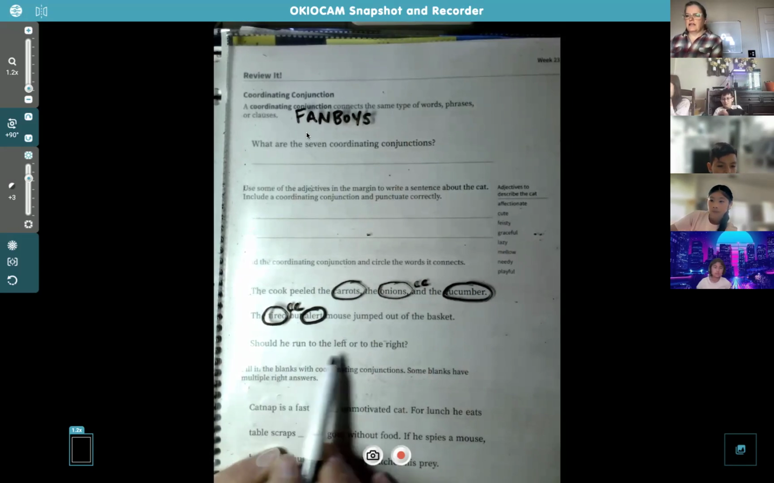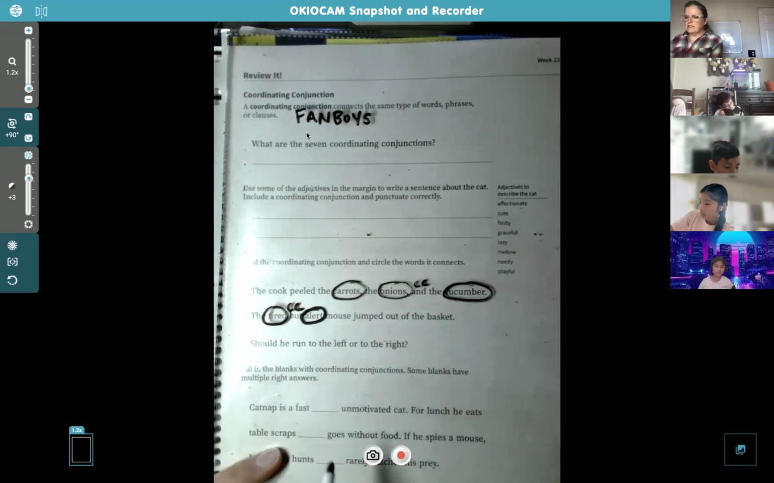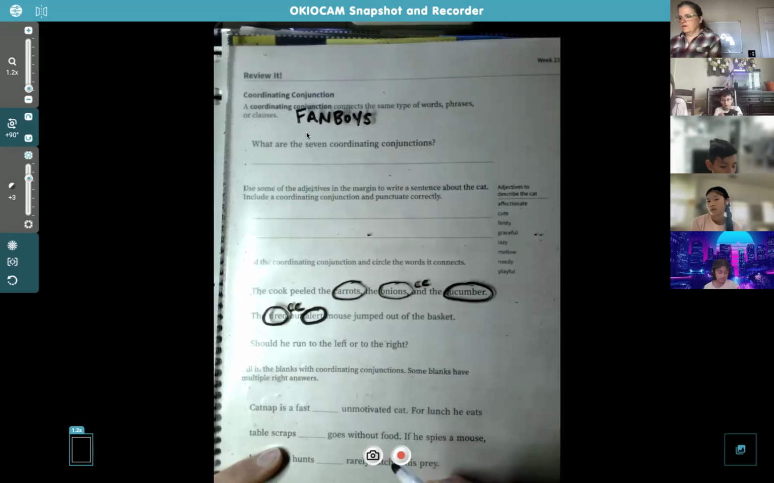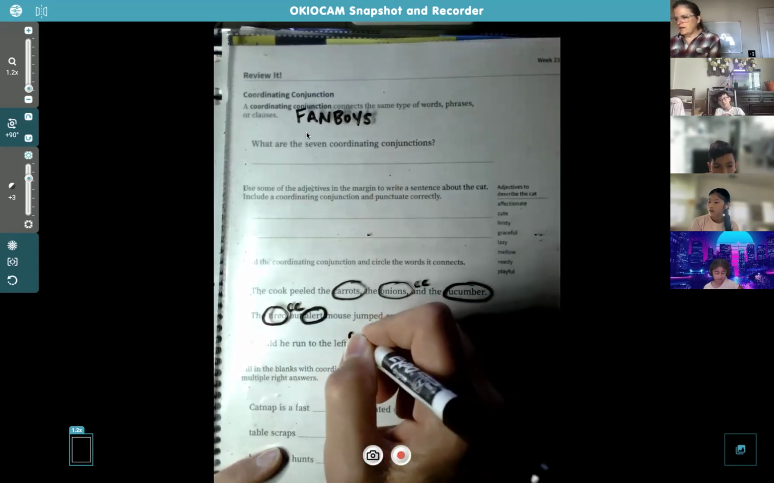All right, how about this last one? Olivia, read this sentence and then tell us the CC. If you run to the left or right or to the right. Okay. What is the CC? Or. Good. And what is it connecting?